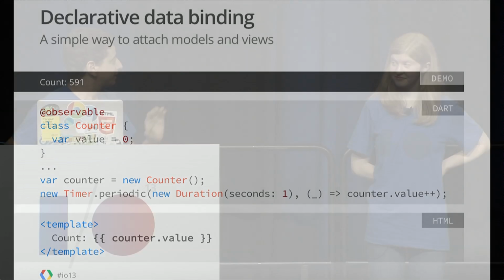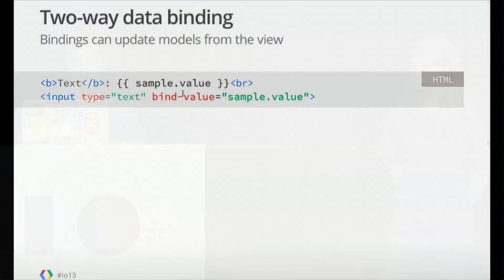So what we just showed here is an example of one direction of bindings. You have something changing in your data model and you want to reflect that in the UI. Another thing that you might want to do is go the other way. You can have an input box and any change that you make in the input box be reflected in your data model.